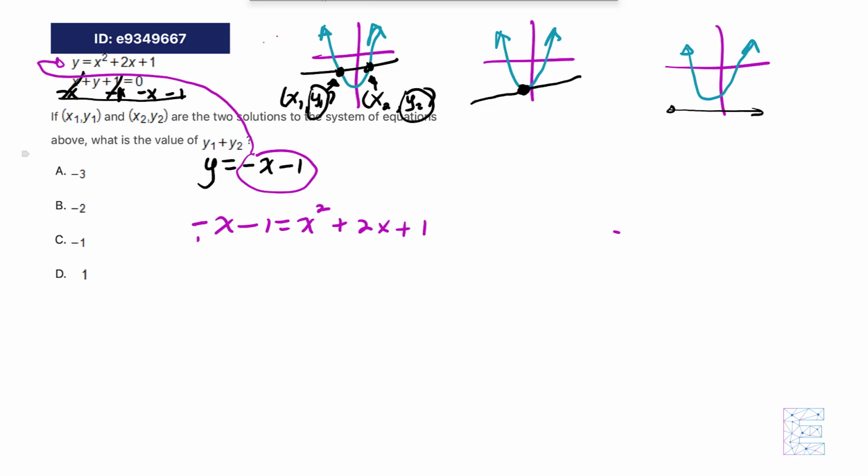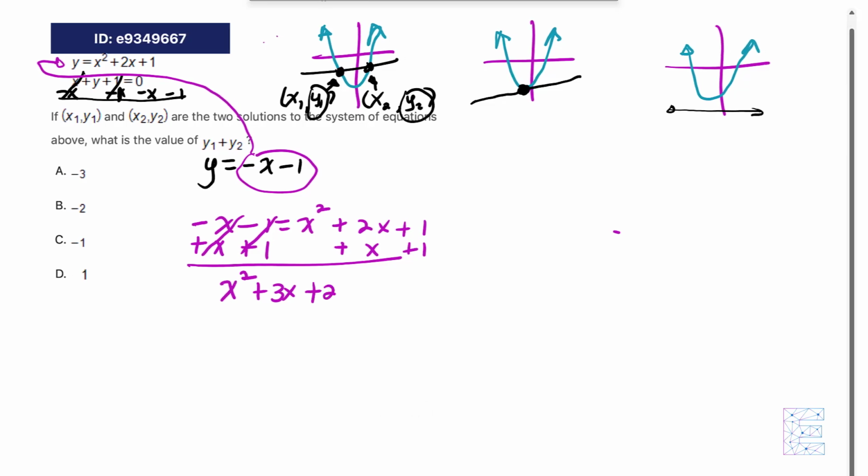On that side, it's better to move these guys to the right side. So I'm going to add the x, I'm going to add the 1. On the left side, if I do that on the left, I have to do that same thing on the right side as well. So I'm going to add the x, I'm going to add the 1. So notice how these cancel. That's the goal. If you're solving a quadratic, you have to set it equal to 0. So x squared plus 3x plus 2 equals 0.